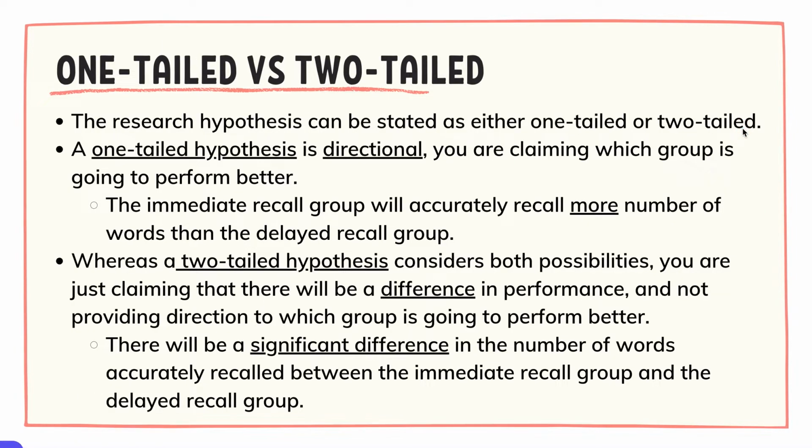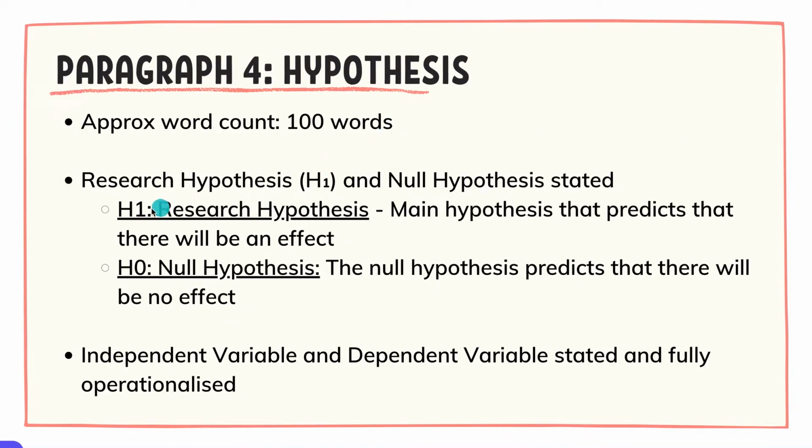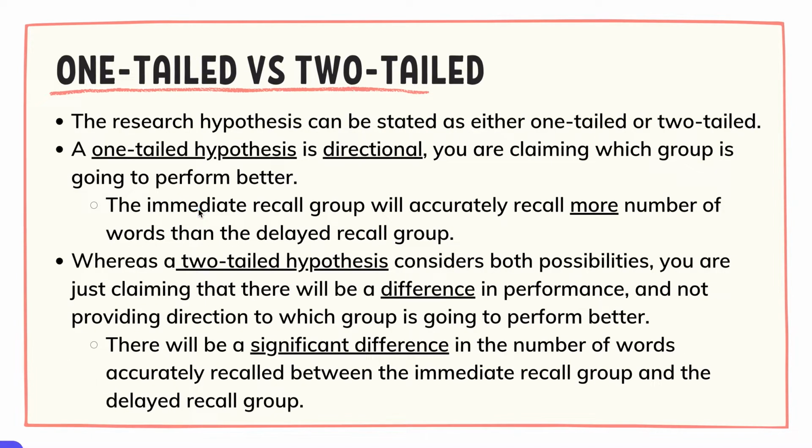So your research hypotheses, basically your H1, can be stated either as one-tailed or two-tailed. Neither is correct or wrong. It's your choice. And this is going to influence the statistics you use in your analysis section. So a one-tailed hypothesis is directional, wherein you are claiming that one group is going to perform better than the other. So here's an example, again with the Glanzer and Kunitz research. The immediate recall group will accurately recall more number of words than the delayed recall group.